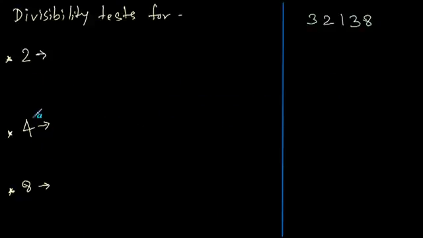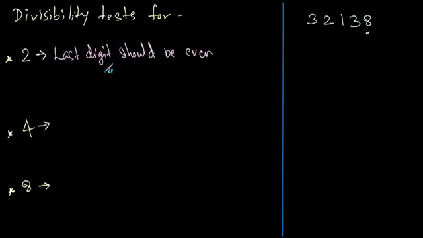I've clubbed these numbers together because the conditions are quite similar. So let's start off with 2. I have the dividend here, the given number 32138, and these are the divisors. So the divisibility test for 2 says that the last digit of the number should be an even number, and the last digit is always the units digit. So let's try to determine if this number is divisible by 2 or not. So 8 is an even number, so it is divisible by 2, right?